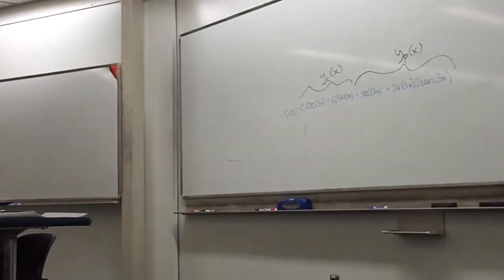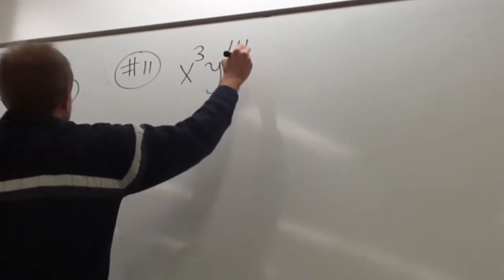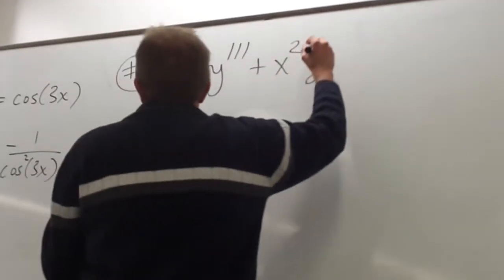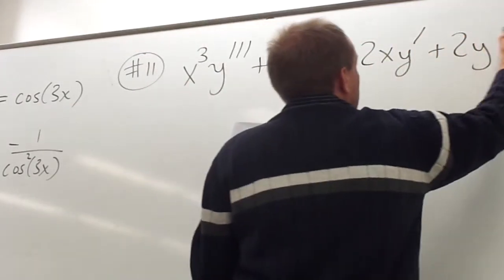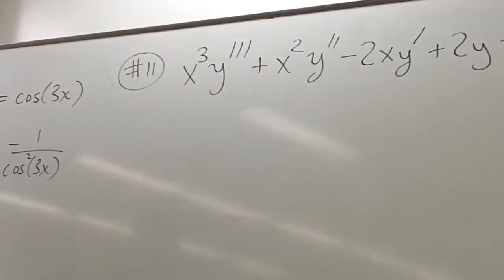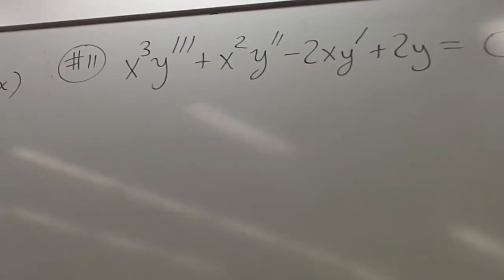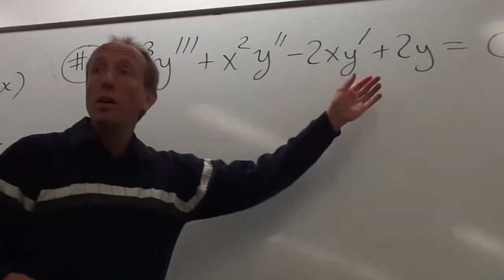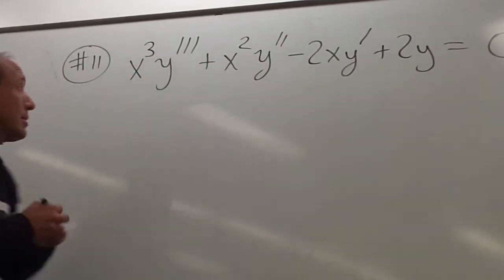I may not go through the whole thing because we've just been talking about this recently, but number 11 on the review sheet is x cubed y triple prime plus x squared y double prime minus 2x y prime plus 2y equals 0. And the point is that is not a differential equation of the types we looked at before, really. I mean, it's homogeneous, but it is not constant coefficient. There is no such thing as an auxiliary equation right now. When you have an auxiliary equation, you have constant coefficients. But see, we have x's here.